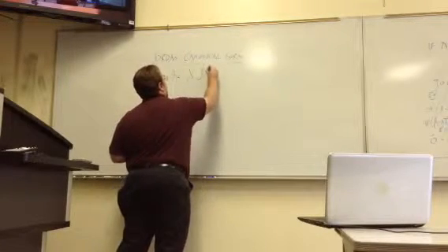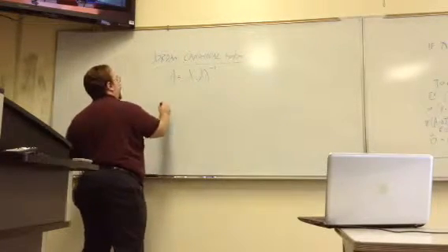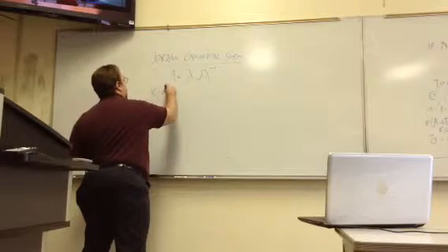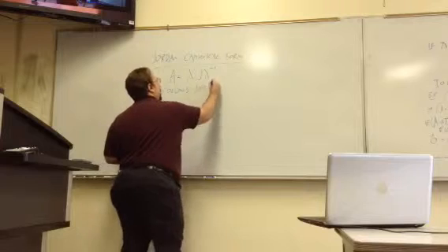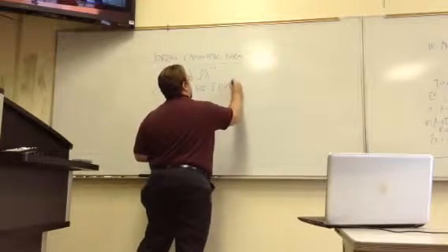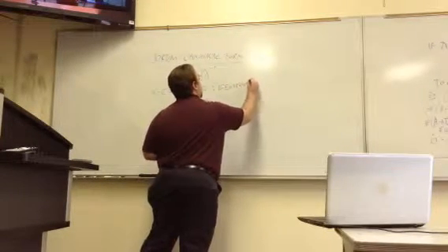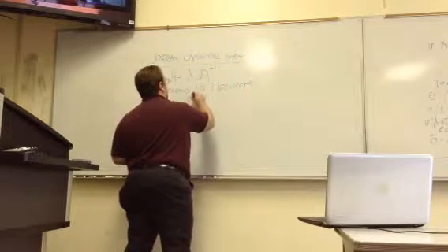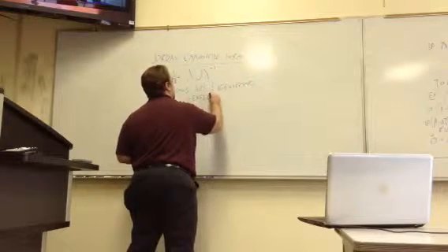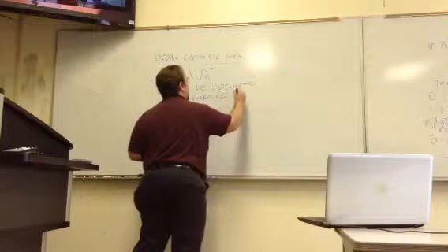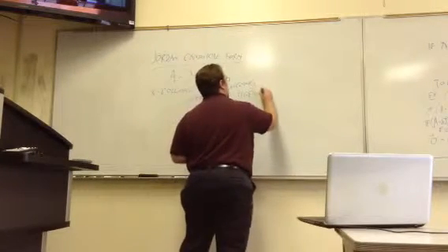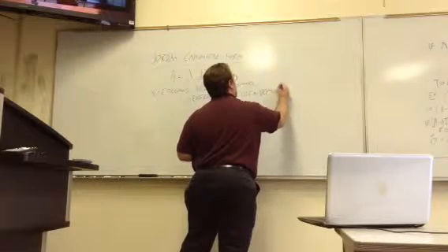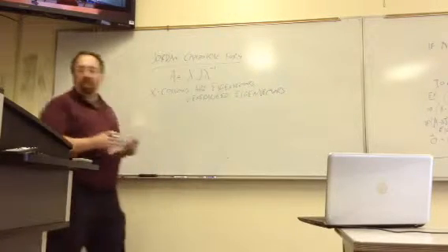A equals X J X inverse. X is an invertible matrix. Its columns are the eigenvectors and the generalized eigenvectors. So all of them are arranged to give you X.